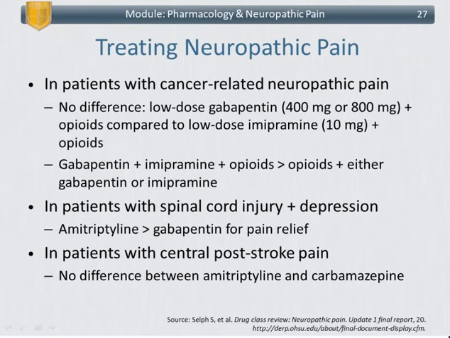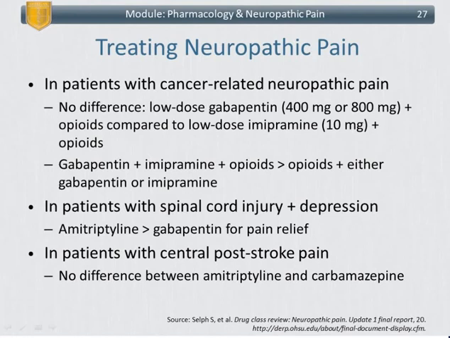In patients with cancer-related neuropathic pain, if you look at studies that add either gabapentin or imipramine to opioids, it didn't make a difference which one you added. So gabapentin plus imipramine plus opioids, if you use all 3 of those, you have a greater effect than just adding one of those to opioids. In patients with spinal cord injury and depression, amitriptyline was greater than gabapentin. There's a general thought that if a patient is evidencing depression with their pain, then you're going to get a better effect by using an antidepressant.